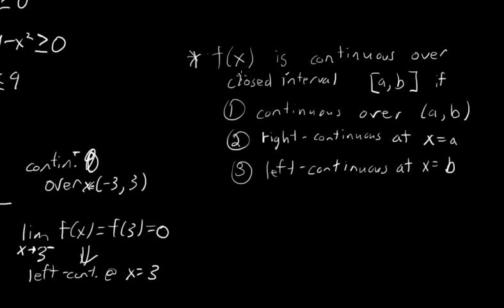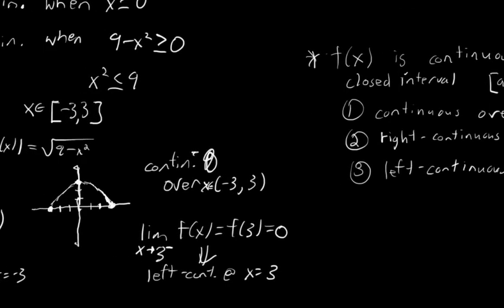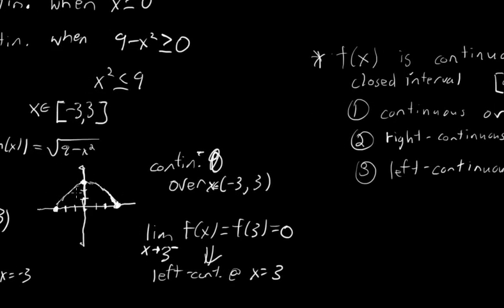So we can generalize our observation here to say that any function f of x is continuous over the closed interval a, b if these three criteria are met. The first criterion is that it's continuous over the corresponding open interval a, b. The second is that it's right continuous at the left endpoint x equals a. The third is that it's left continuous at the right endpoint x equals b.